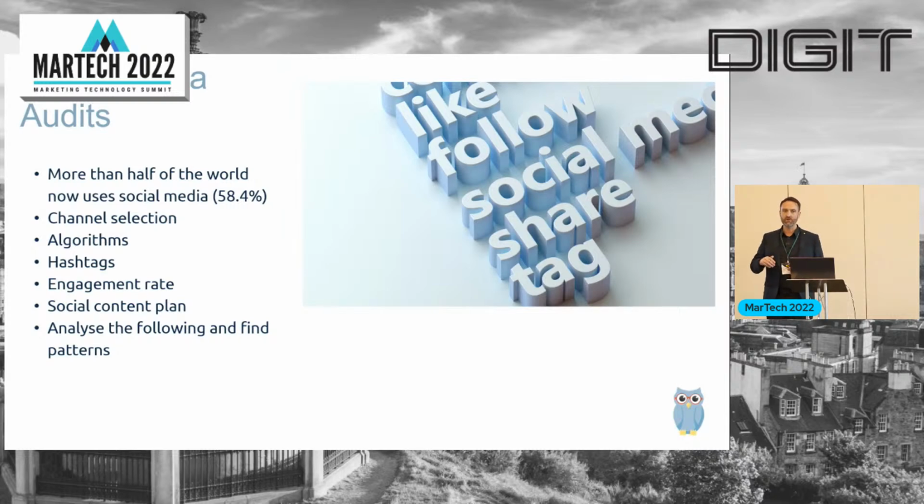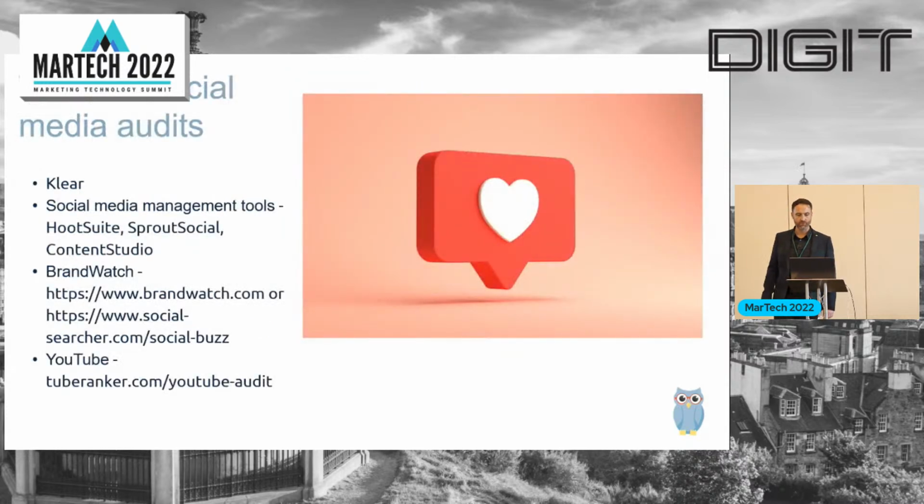Hashtags as well. Similar to SEO and doing your keyword research, hashtags are a little bit similar. That's what you would be searching for as well. So if you're doing keyword research, use hashtag research as well to figure out the exact keywords. Then look at engagement rate as well, which is one of the things you want to check out. Make sure you have a social content plan, and then analyse and look to find patterns. Some tools you can use for that: Klear is a good tool to find influencers within your marketing, and it will give you a score for the types of influencers that are there.